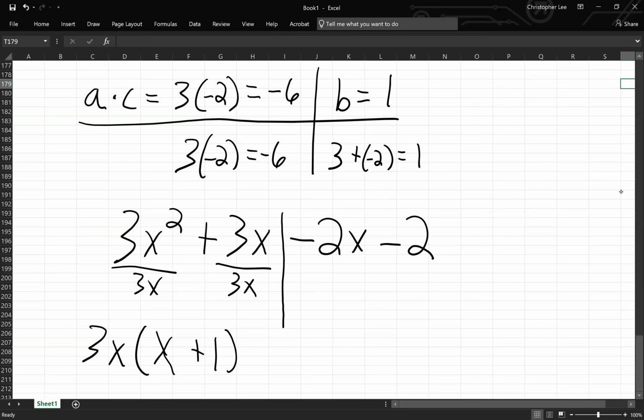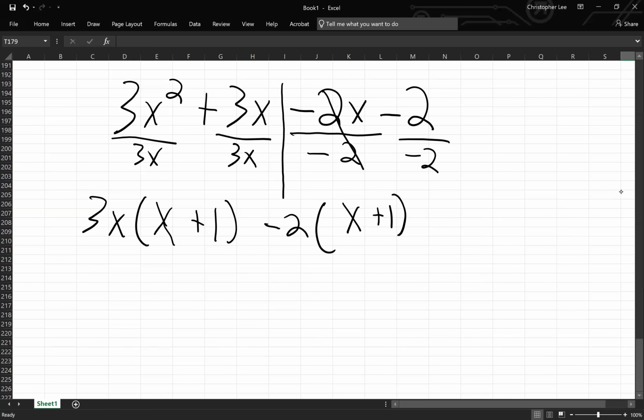A little bit harder. I have negative 2x minus 2. What's the greatest common factor? Negative 2. Perfect. Whenever I factor out negative 2, it's like I'm dividing by negative 2. So what's left over? You have x, and negative 2 divided by negative 2 is positive 1.